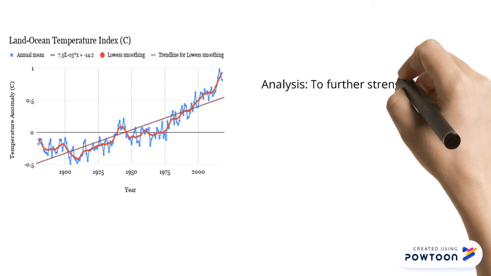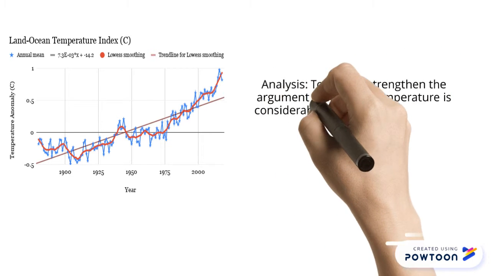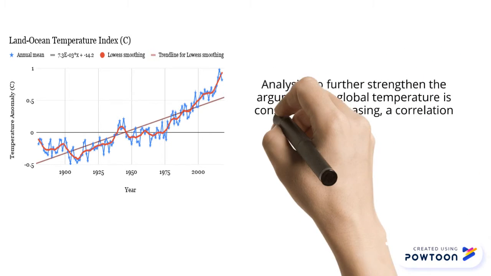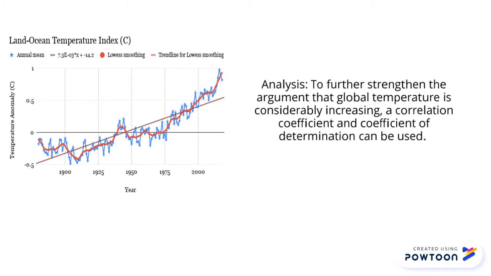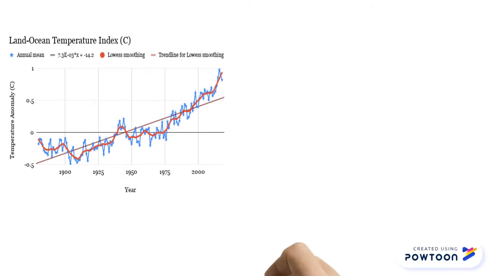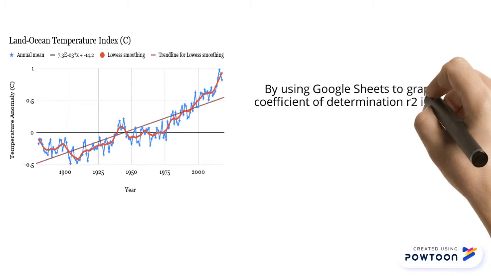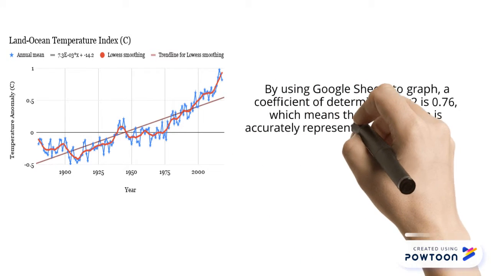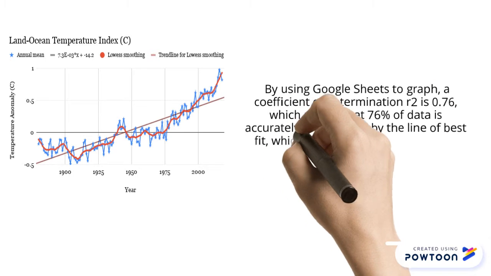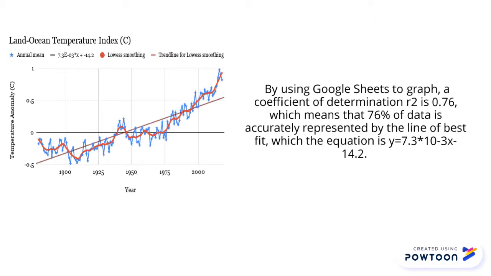To further strengthen the argument that global temperature is considerably increasing, a correlation coefficient and coefficient of determination can be used. By using Walsh's graph, the coefficient of determination R squared is 0.76, which means that 76% of data is accurately represented by the line of best fit, whose equation is shown here.